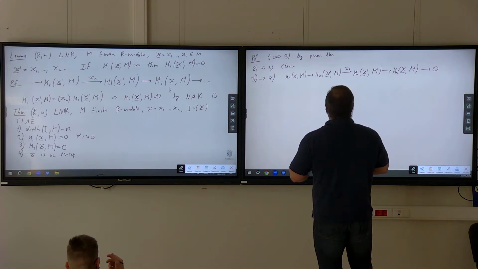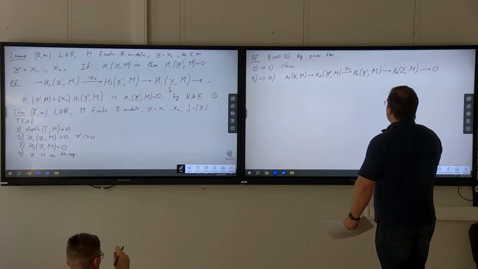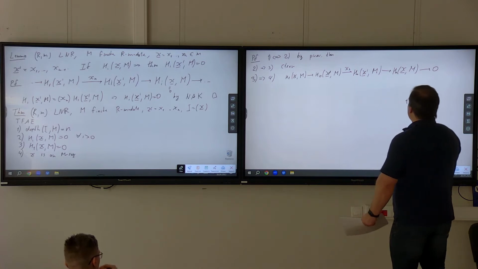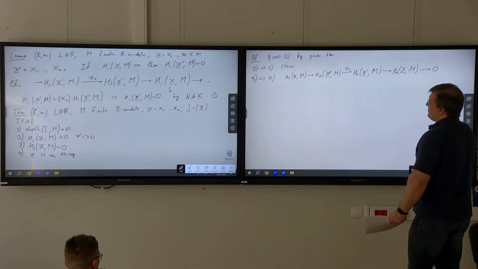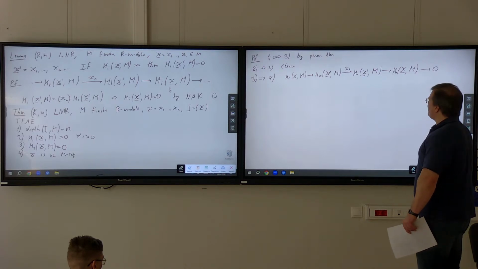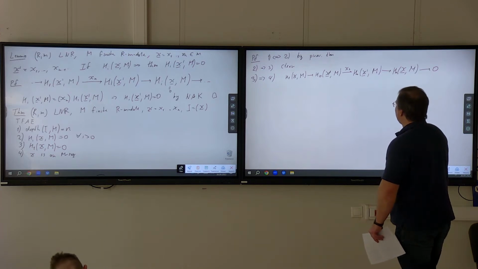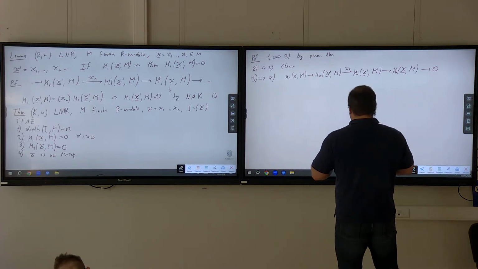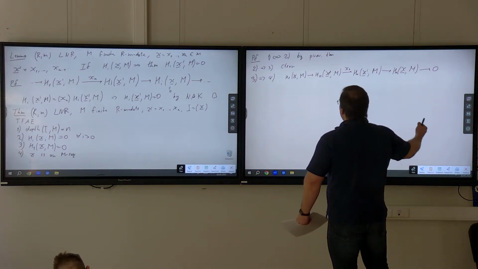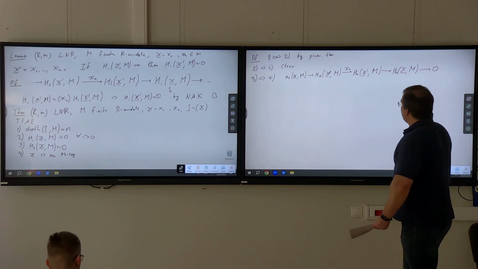Well, the beginning will look like this, because what else can you get? There's no h minus 1. I'm just writing, if you write this long exact sequence, what would be the first 4 terms that you'll see? You'll see these 4 terms.